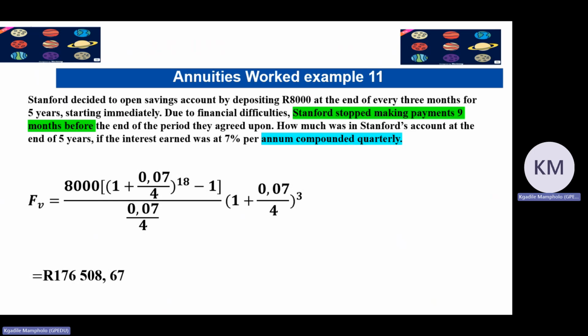But there's no statement which says Stanford took the money. Then it means the money will accumulate the interest for the remaining 3 quarters. Hence, you have 3 there. So at the end of 5 years, Stanford will have 176,508.67 in the account.